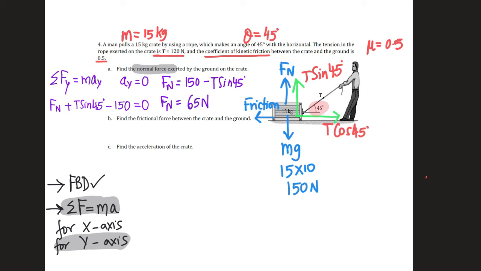Now we want to find the frictional force, which is on the x-axis. So we have to apply Newton's law for the x-axis. We write sigma Fx equal to max. Here again we have to think, what is the acceleration in the x direction? We don't have the acceleration. That means we would not be able to find the friction using this formula.